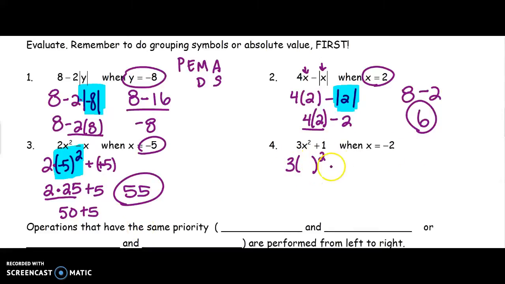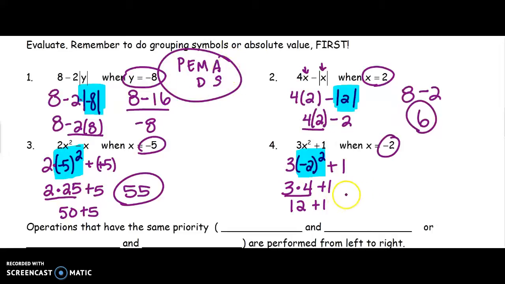Again, wherever we see that x, we're going to add our negative or parentheses. And in this problem, we're substituting in negative 2. So again, no parentheses, but we have exponents, and they are in parentheses, so include that negative. So it's 3 times 4 plus 1, or 12 plus 1, right? Because you have to do multiplication before addition. Always follow PEMDAS. And 12 plus 1 is 13.